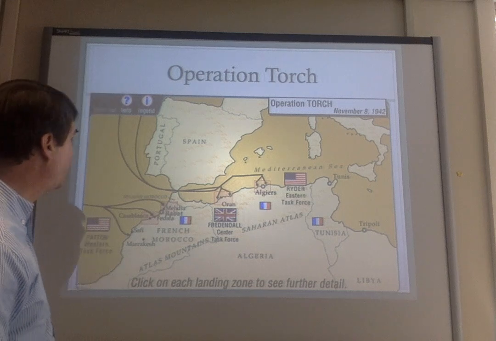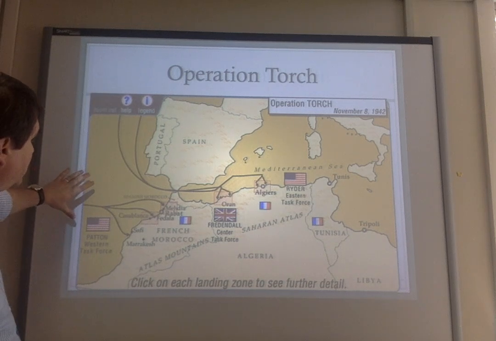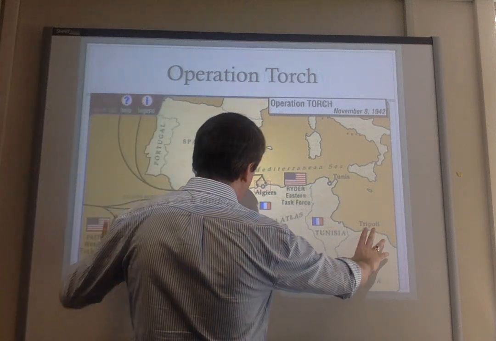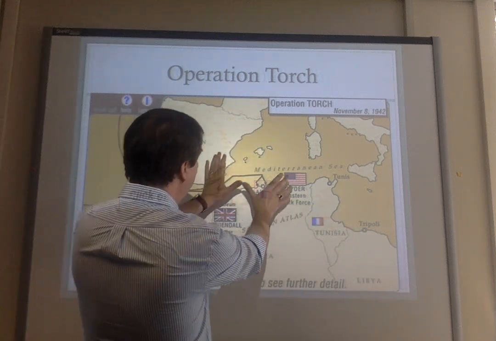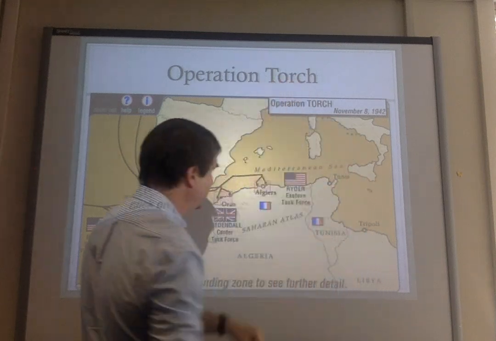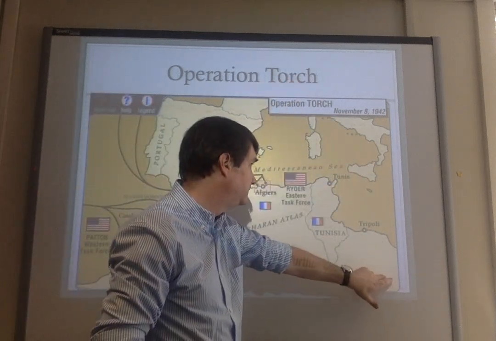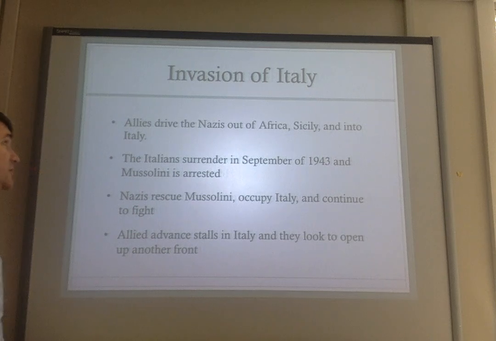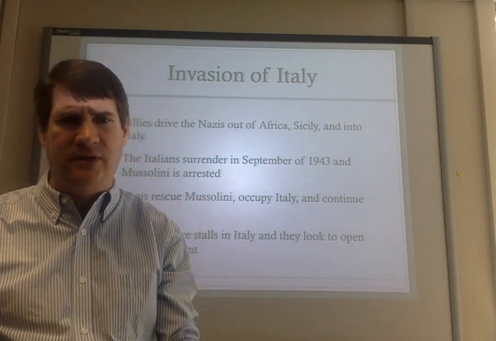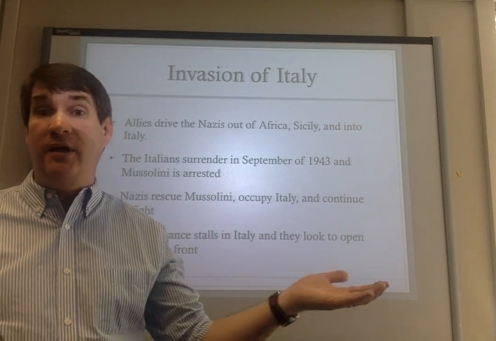Okay, so here we are, Operation Torch. The Americans come through here, Casablanca in that area, the British over here in Egypt. They squeeze the Germans up and into Sicily and into Italy, right? Okay, so the Allies drive the Nazis out of Africa and Sicily into Italy. The Italians will surrender in September of 43, and they arrest Mussolini, right, and put him in a fortified castle as a prisoner. And so, look, okay, Italy's out of the war.